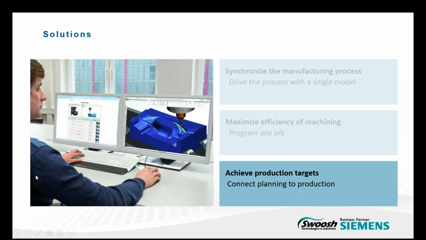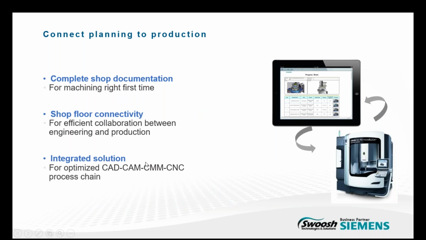The close connections between engineering and planning enable the manufacturing team to achieve the right control of the manufacturing process. And Siemens offers advanced technology that can connect your engineering and shop floor teams. So a lot of this is mundane and repeatable tasks, like completing shop documentation, including programs for your specific equipment, tool lists, setup sheets, and drawings. These are all essential for machining right the first time.